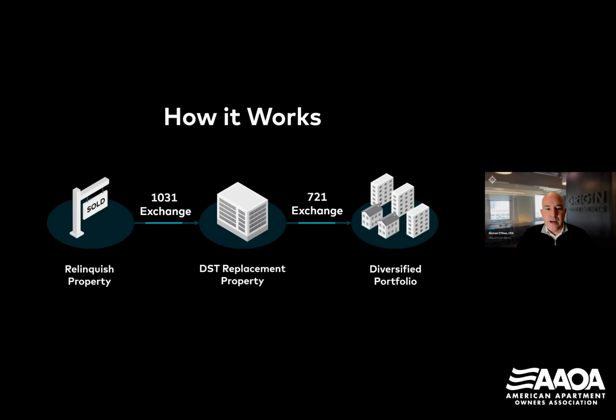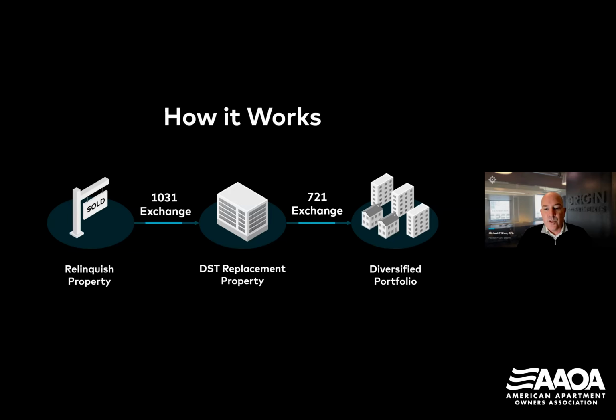So you can think about the first step in this 721 UPREIT process is what I just spent the first 20 minutes talking about, a normal 1031 exchange where you sell your property, money goes to a qualified intermediary, and then you would roll the proceeds from your sale into one of those DSTs that I mentioned earlier. You would actually stay in that DST for about 2 years.